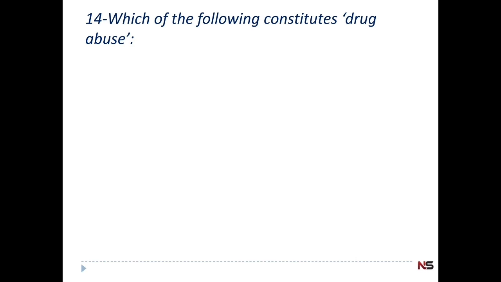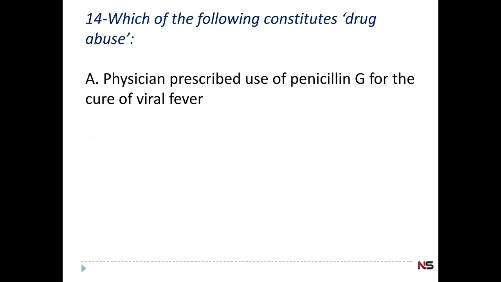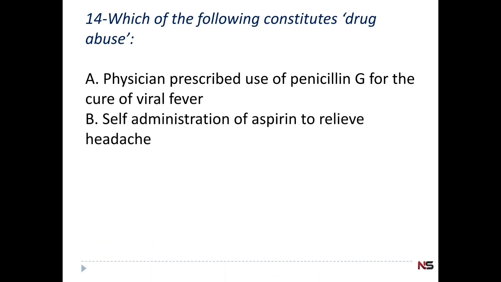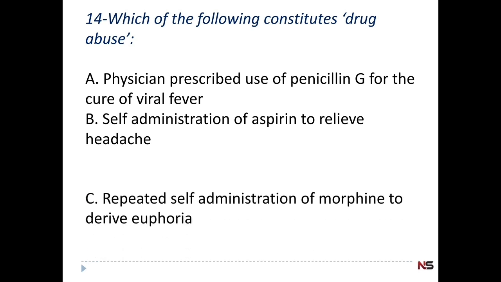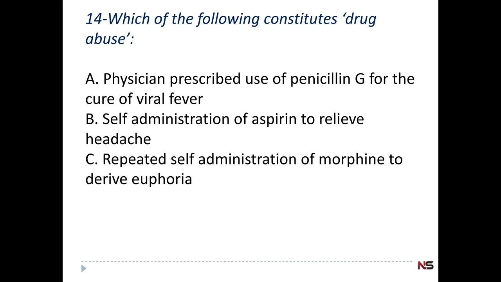So we are moving to question number 14. Which of the following constitutes drug abuse? Option A, physician-prescribed use of penicillin G for the cure of viral fever. Option B, self-administration of aspirin to relieve headache. Option C, repeated self-administration of morphine to derive euphoria. Option D, all of the above. Which of these options comes under drug abuse?